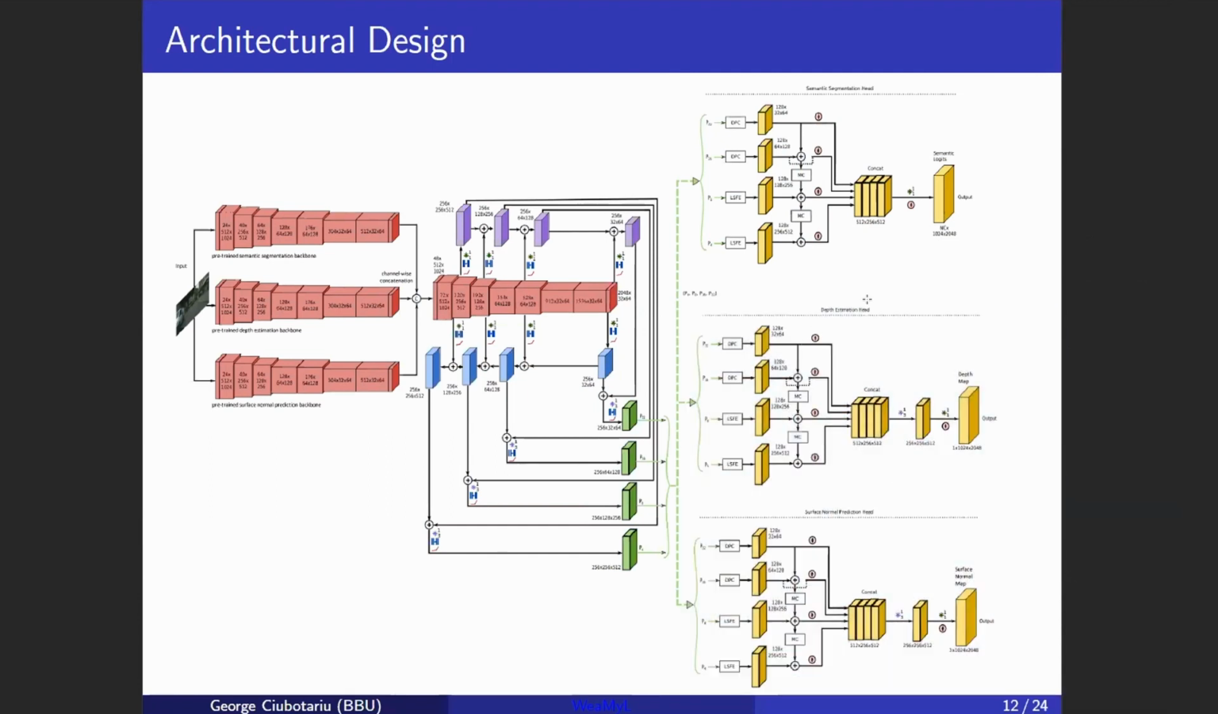The DE and the SNP heads are similar regarding they have the same number of layers, but the output channel number is different. As I said, for depth, we have only 1 channel, and for surface normals, we have 3 channels because the images have to be RGB. And for semantic segmentation, we're going to have the number of classes times the resolution of the image.